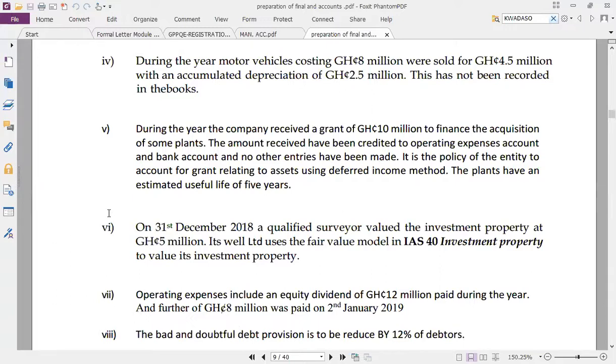During the year, the company received a grant of 10 million to finance acquisition of some plant. The amount received had been credited to the operating expenses and debited to the bank. The debit side is correct, but the operating expenses, no way. They have subtracted it from the operating expenses as if it is a revenue grant. But this one is called a capital grant, to cater for acquisition of plants. So this one, you don't need to worry. It must be reversed. So yes, the operating expenses will be affected.